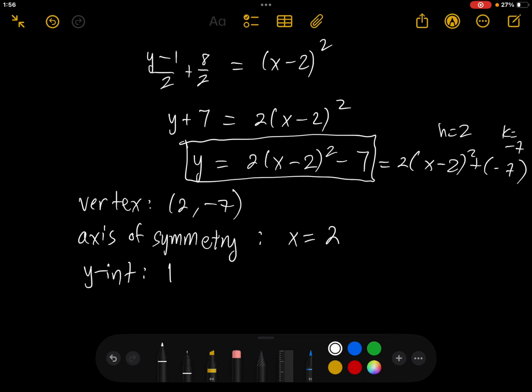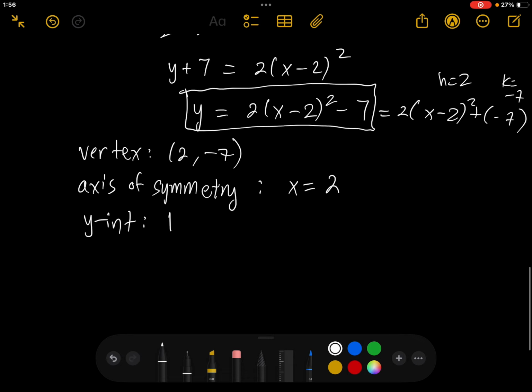It's not really a big deal because we know that the y-intercept is when x is 0. So even if you say that the y-intercept is 1, we know that x is 0. Okay, but some people are just picky about that.